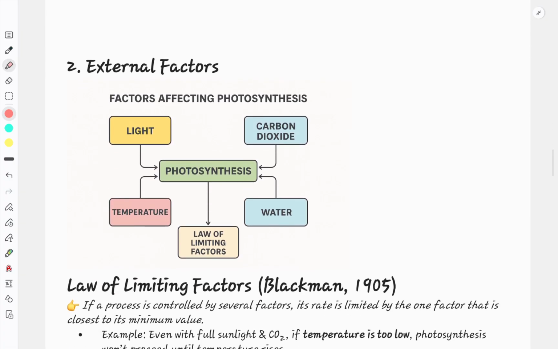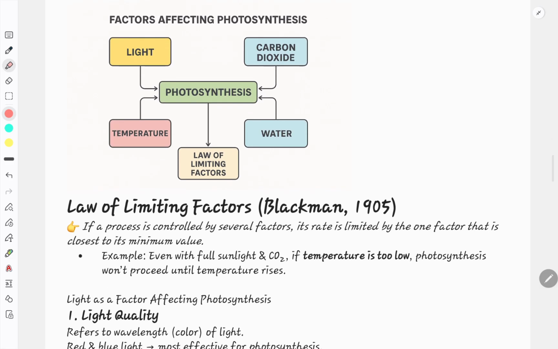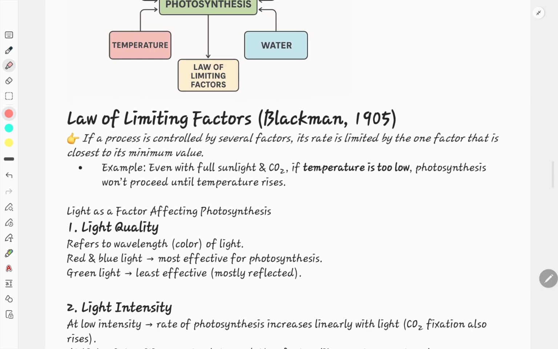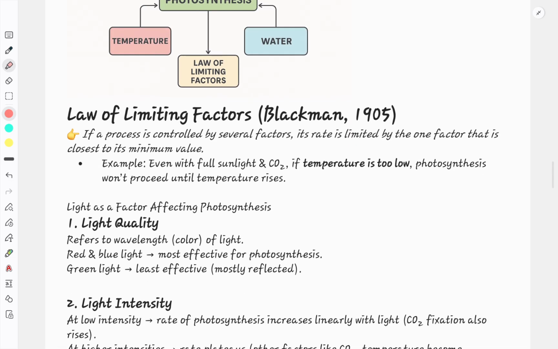Now we will discuss some external factors which affect the rate of photosynthesis. They are light, carbon dioxide in the atmosphere, water, and temperature, and these are followed by one law, that is the law of limiting factor, which was given by Blackman in 1905. This law states: if a process is controlled by several factors, its rate is limited by the one factor that is closest to its minimum value.